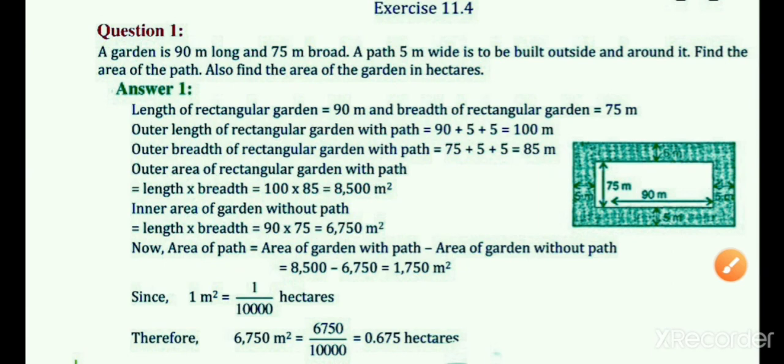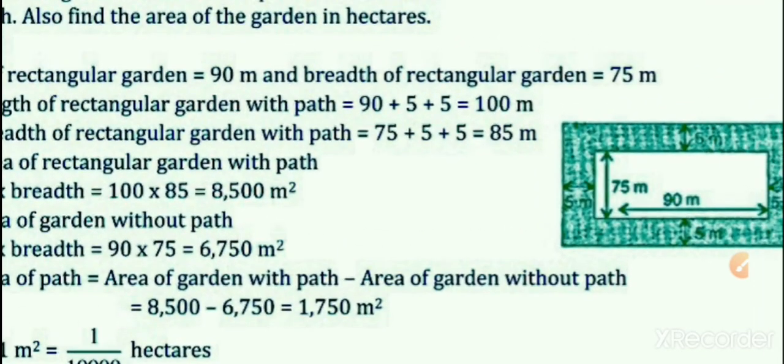Children, exercise 11.4, first question. A garden is 90 meter long and 75 meter broad. A path 5 meter wide is to be built outside and around it. Find the area of the path. Also find the area of the garden in hectares. Okay, children? So, let us see the picture.